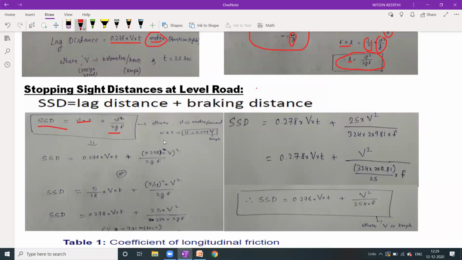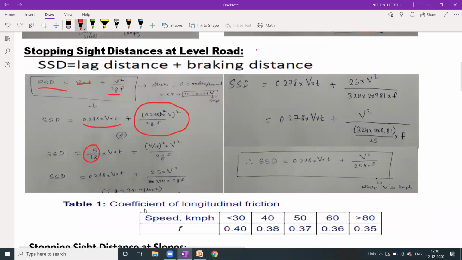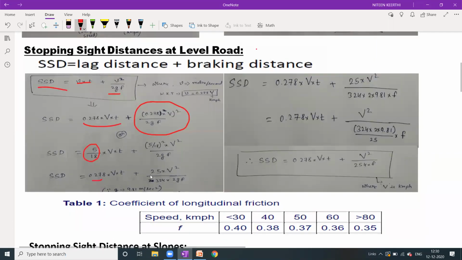If I want v in kilometer per hour, that is capital V, I will write this as 0.278 capital V into t. Whereas this I need to convert. In place of small v, I will write 0.278 into capital V whole square, or else I can write it as 5 by 18. Coming down, 5 by 18 whole square into capital V square, so 25 divided by 324 into capital V square divided by 2gf.